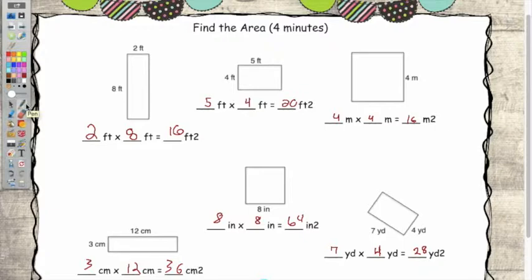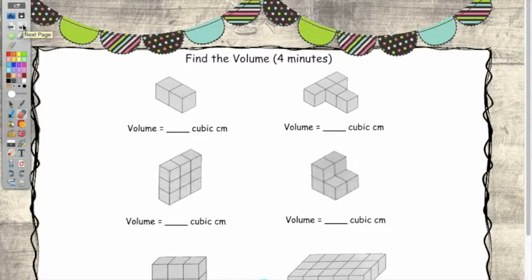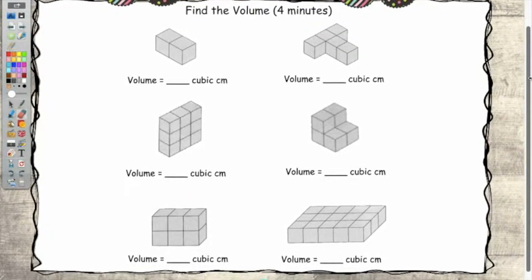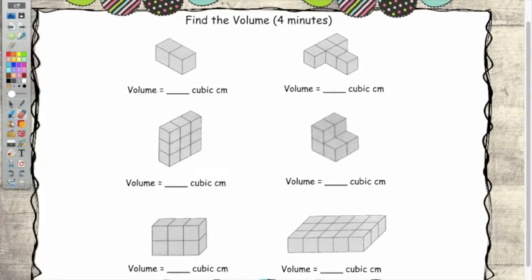7 times 4 equals 28 yards squared. No, 12 times 3. 12 times 3, yep. Okay, next. We've got a review of volume, but you don't have to build these, boys and girls. You're just going to count and fill it in. Think you can handle that? Yeah.